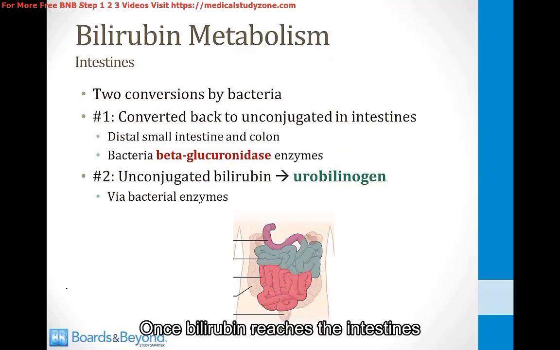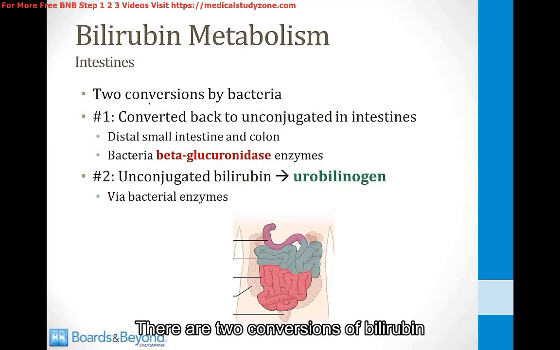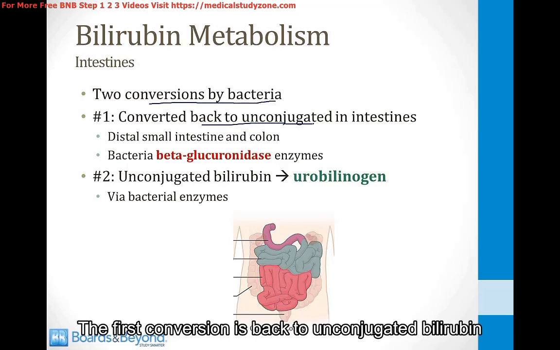Once bilirubin reaches the intestines, that is not the end of the story for heme and bilirubin metabolism. In the intestines, there are 2 conversions of bilirubin that are carried out by bacteria. The first conversion is back to unconjugated bilirubin.